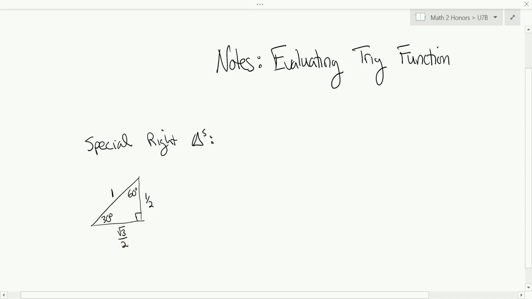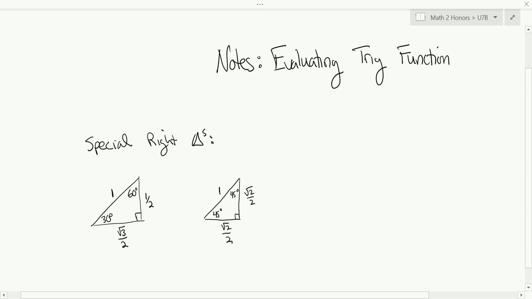Okay. And then our other special right triangle was the 45, 45, 90, with a hypotenuse of 1. And do you remember, that's isosceles, so both legs are the same length. Do you remember what that was? Square root 2 over 2.